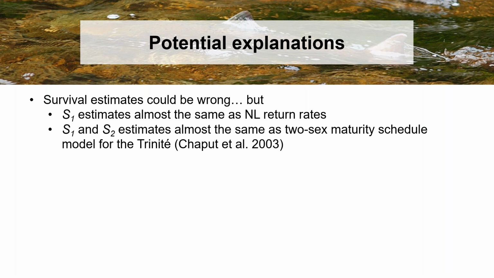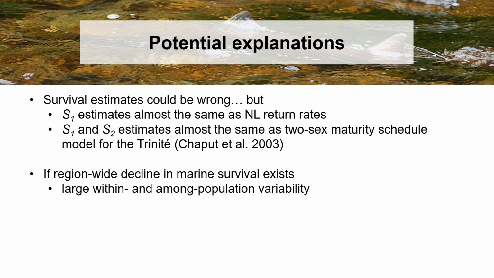But our estimates of S1 are almost the same as the Newfoundland return rate, so it tells you the model is effective at extracting that information. And also the estimates of S1 and S2 for the Trinité are really similar to the 2-sex maturity schedule model that Gerald and colleagues implemented in their 2003 paper. So this kind of tells me that, at least I'm doing it right. I'm extracting estimates that are coherent and similar to what other people have estimated for other rivers.